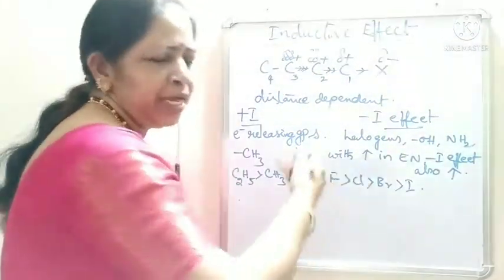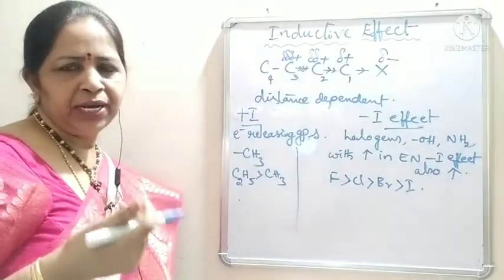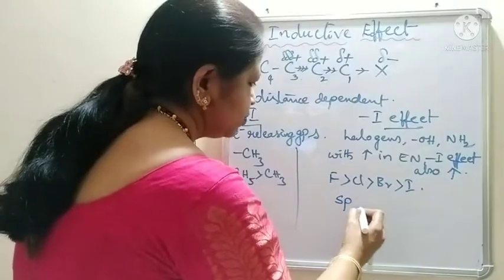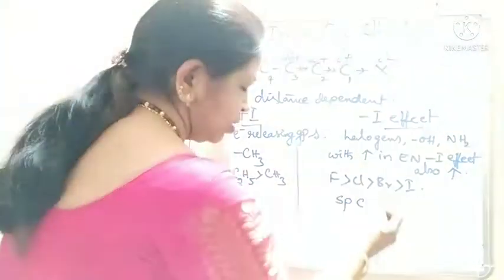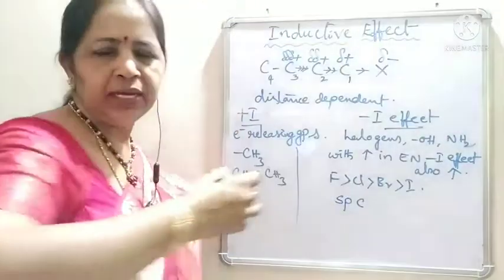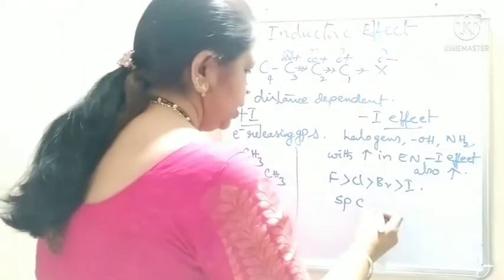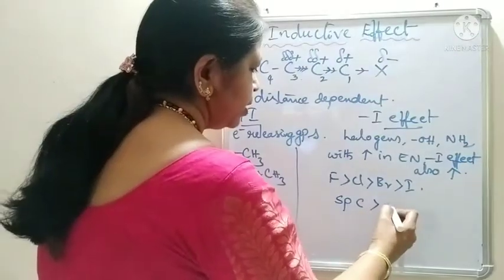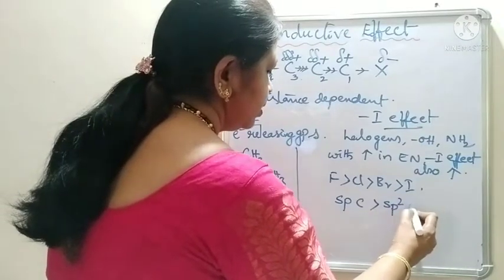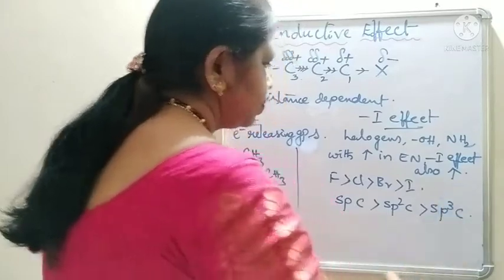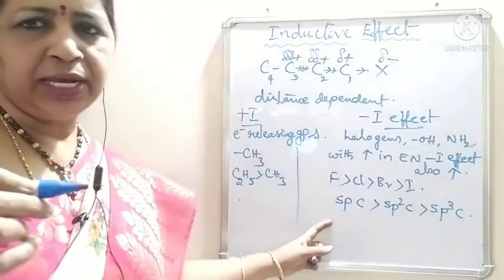And this point can be explained by taking the hybridization also. sp carbon will be more electronegative. We know very well, with the increase in the percentage of s character, the electronegativity increases. sp carbon is greater than sp2 carbon, greater than sp3 carbon. This also can be explained.